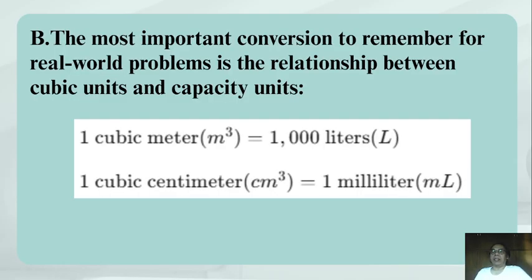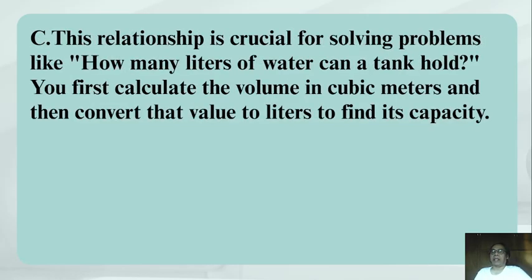So, 1 cubic meter is equal to 1,000 liters, and 1 cubic centimeter is equal to 1 milliliter or ml. This relationship is crucial for solving problems like how many liters of water can a tank hold? You first calculate the volume in cubic meters and then convert the value to liters to find its capacity.